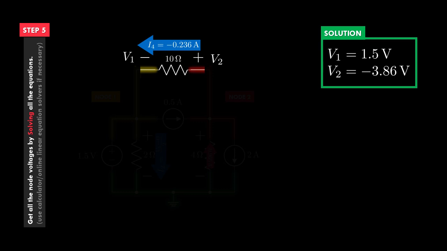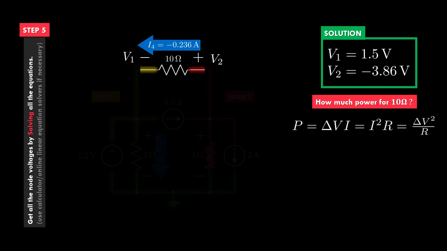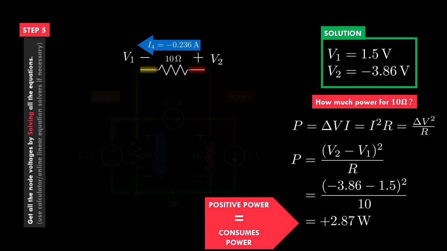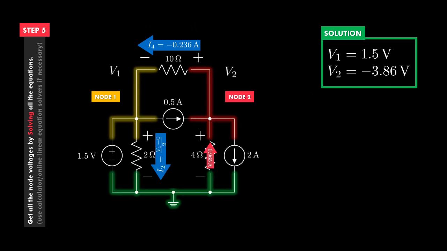What if I asked you how much power is consumed by the 10 ohm resistor? To answer this question, we need to remind ourselves of the equations for power through resistors. We can use any of them and you will get the same answer either way. I'm going to use the last one. Remember to use passive sign convention. So we get 2.87 watts. Remember, positive power for a component means it's consuming or drawing power from the circuit. Resistors always consume power, so it is as expected. Okay, so we can calculate powers consumed by each of the resistors.